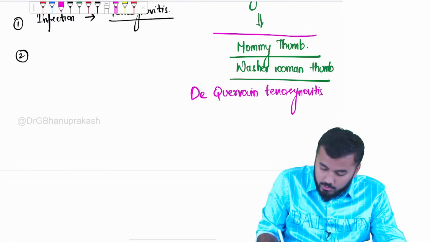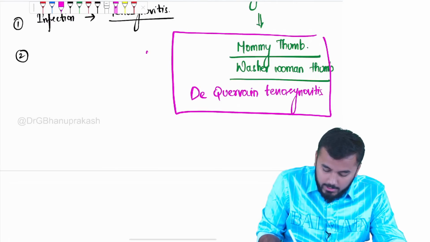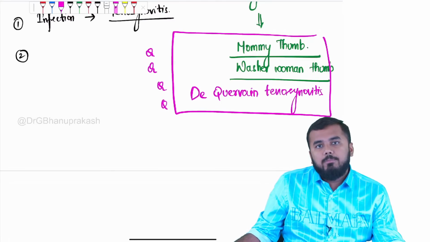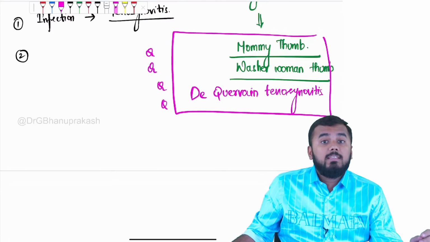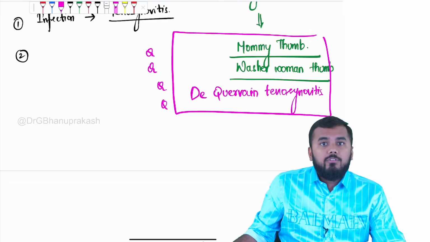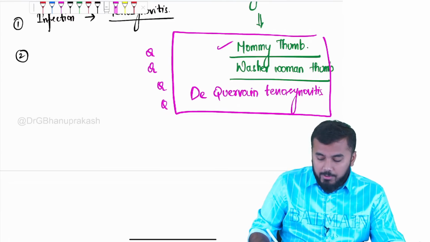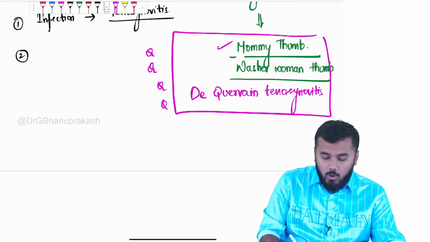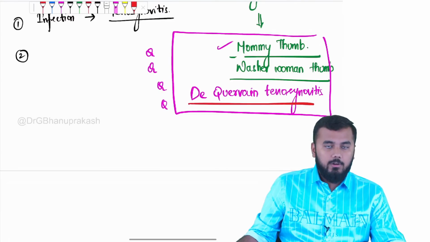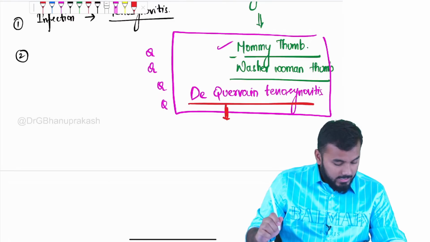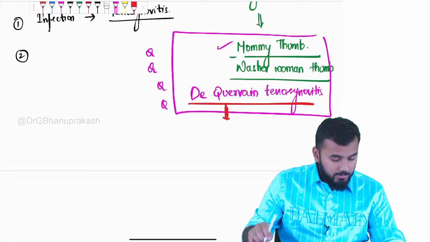Tenosynovitis. Okay, so this is the important clinical point. Sir, what is the type of question which they can ask me? They will simply ask you which tendon is inflamed in case of mommy's thumb, or inflamed in case of washerwoman thumb, or inflamed in case of de Quervain tenosynovitis. Which tendon, guys? Obviously it will be, yes, your answers are needed now. Which tendon will be inflamed?